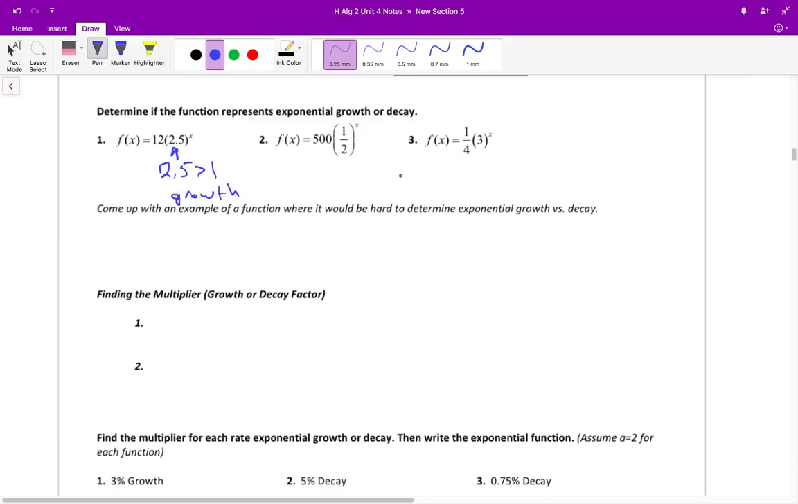Okay, so 2 and 3, try on your own. And then what I want you to do is come up with an example of a function that would be hard to decide whether it's growth or decay. So think about what you're looking for when something is growth or decay, and think about a number that maybe as a base or a multiplier would make it a very tricky problem. Alright, so that one's going to be on your own.